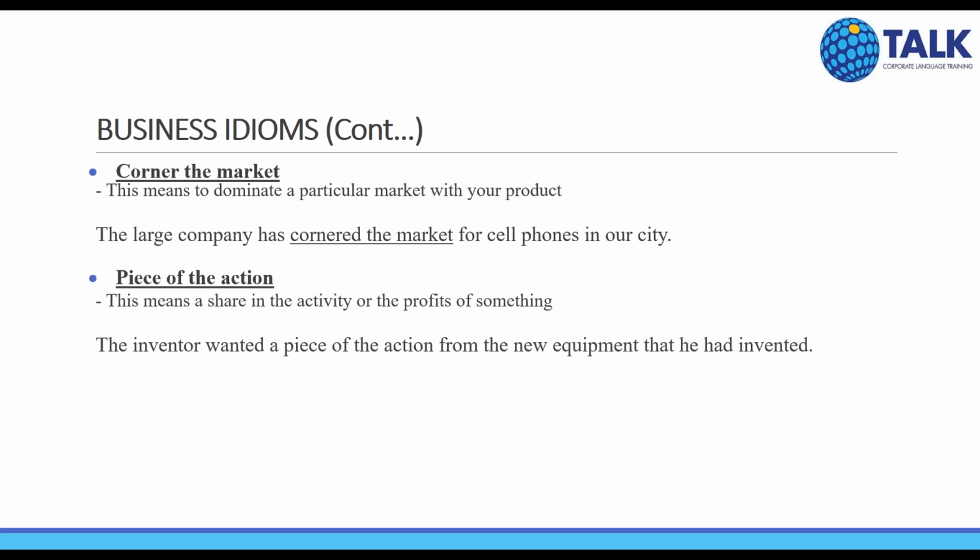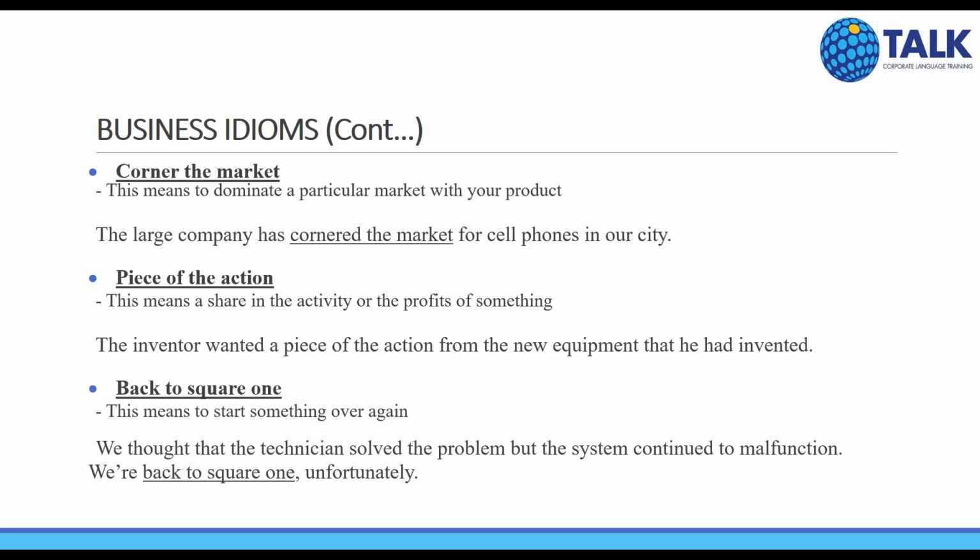Okay, next one. Piece of the action. What we mean by this is that if you want a piece of the action, you want to share in the profits of something. So the inventor wanted a piece of the action for the new equipment that he had invented. In other words, he wanted a share. He wanted an equity stake in that business. So piece of the action means you want a piece of that.